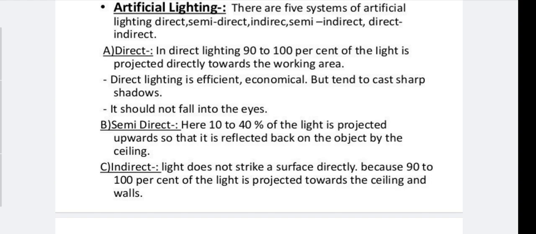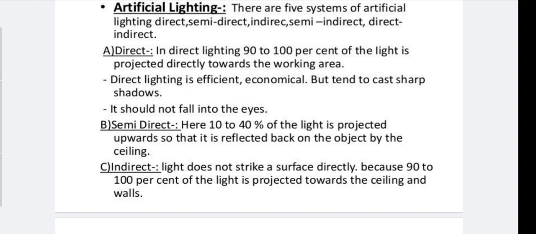First one, direct lighting. That means 90 to 100% of the light is focused on the working area. Wherever you are working, the focus of the light will be falling on those objects or that particular area. It should not be focused on the eyes because there will be strain. Next, semi-direct, where 10 to 40% of the light is projected upwards and it is reflected back to the area or object.